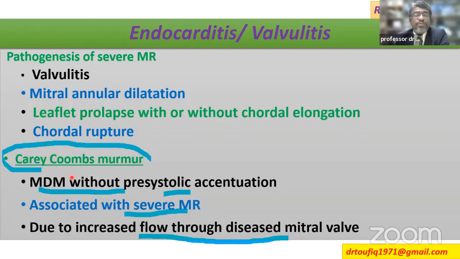There may be a Carey Coombs murmur. This is a mid-diastolic murmur without pre-systolic accentuation. It is called the Carey Coombs murmur. It is associated with severe mitral regurgitation, due to increased blood flow through the diseased mitral valve. It is a mid-diastolic murmur, but there is no presystolic accentuation, as there is no stenotic lesion. This occurs due to mitral regurgitation, and is due to the increased flow across the mitral valve.